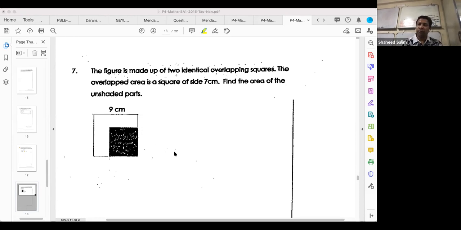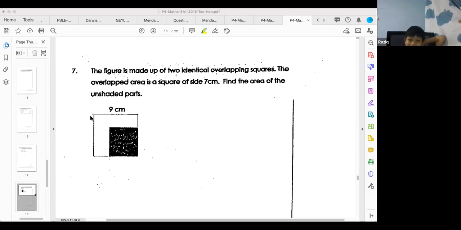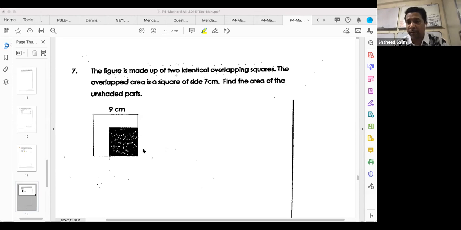Now you can find out what is the white part. Just find the area of the 9 cm square. And remember, this smaller square is 7 cm. Area of the 9 cm square you find. You know how to find area? Have you learned? Length times breadth, right? So you find the area of the big square minus area of the small square. I think I need to cut and show you, then you will understand. Hold on.